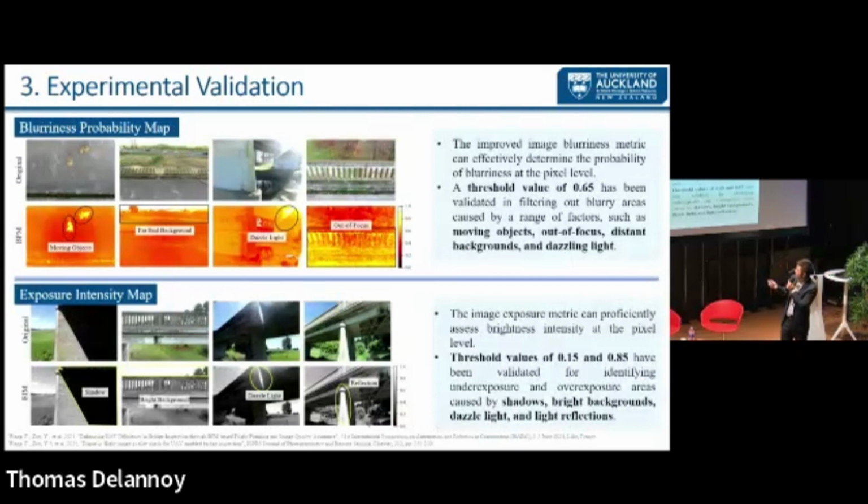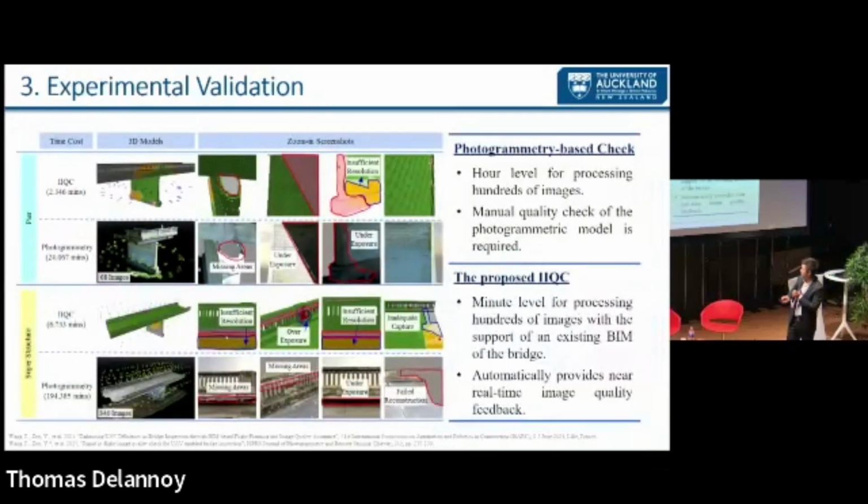You can see the blurriness. We can see it using the different colors, and this is the scale. So we can easily identify those quality issues we have captured using the UAV. Also, the exposure density from the images below here. You can easily find those problems like shadow or bright background, dark night, and also too much reflection from here. So these are the example results.